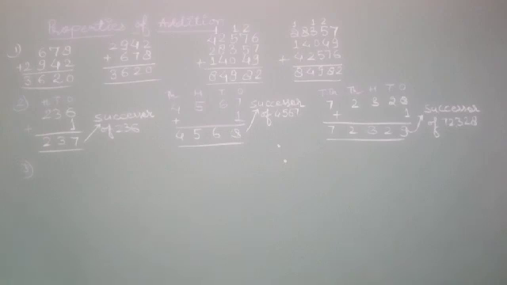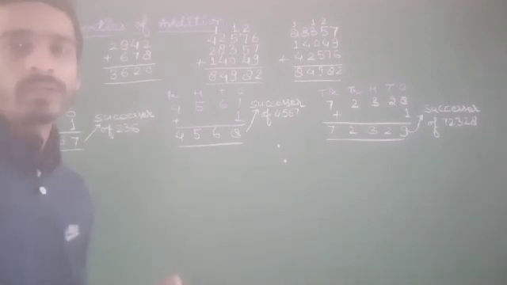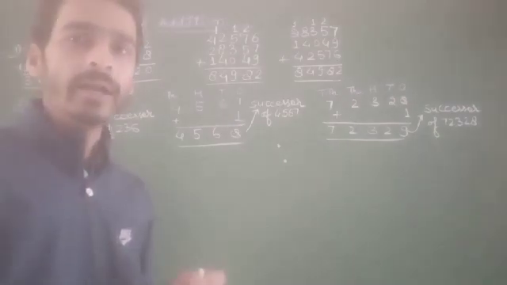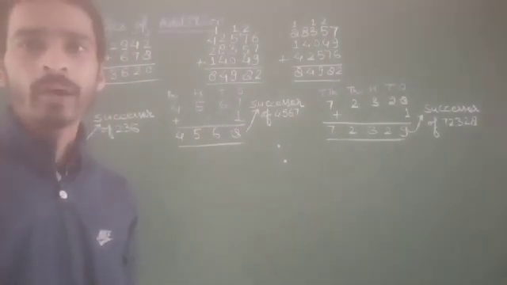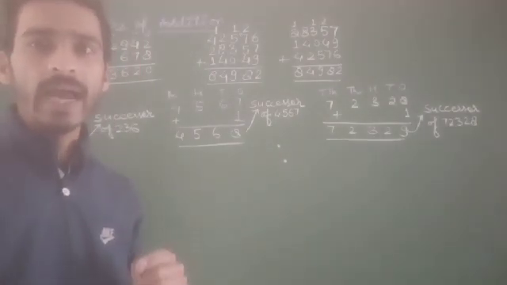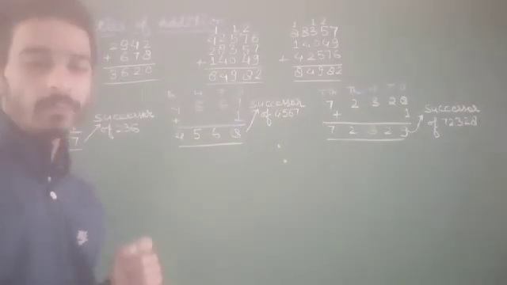The next property is: when 0 is added to a number, the sum is the number itself. That means when 0 is added to a number, the sum is the number itself. Like 5 plus 0 is 5, 10 plus 0 is 10, 100 plus 0 is 100, 1000 plus 0 is 1000. Okay, so when 0 is added to a number, the sum is the number itself.